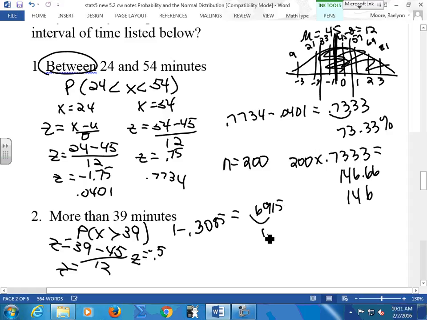So I have about a 69.15% chance of this person that I selected staying in my store for more than 39 minutes. And again, if I had 200 shoppers, I would take 200 times 0.6915.